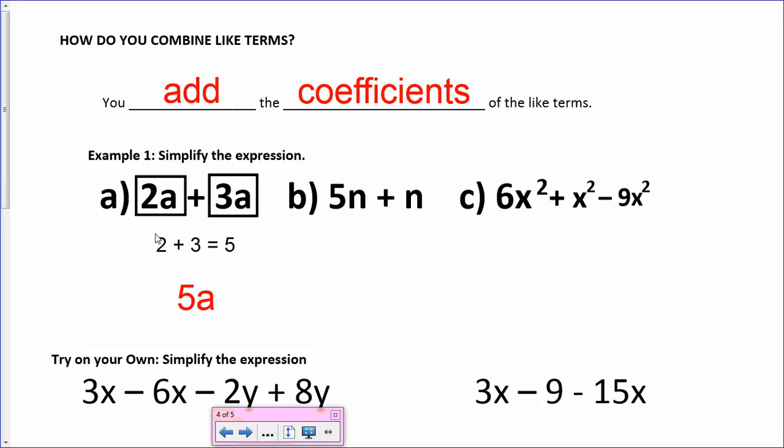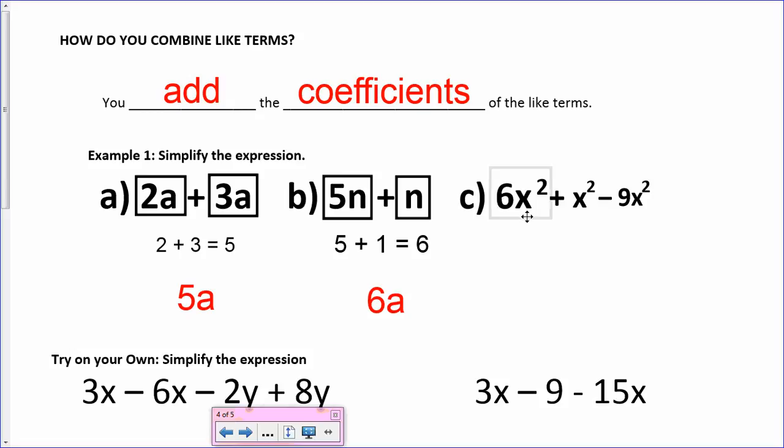Okay? B, I got 5N and a single N. To combine those, they're the same variable, so I add the coefficients. Here the coefficient is 5. The second one, it's got an invisible 1 here. The coefficient is 1. So 5 plus 1 gives me 6. So in total, I have 6N.